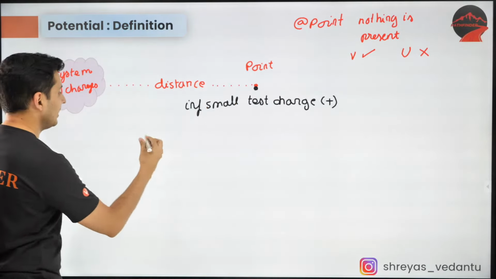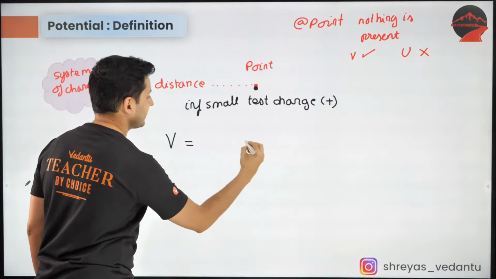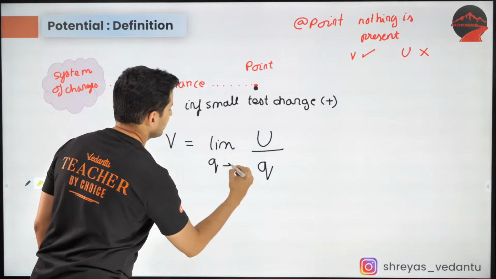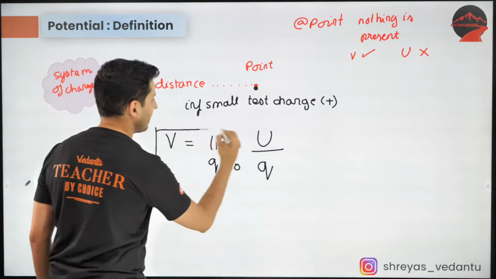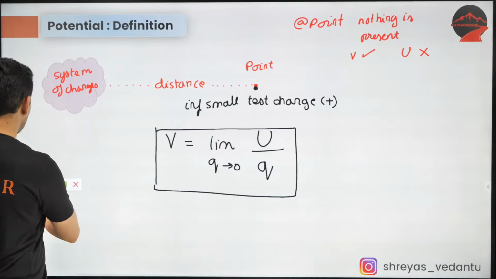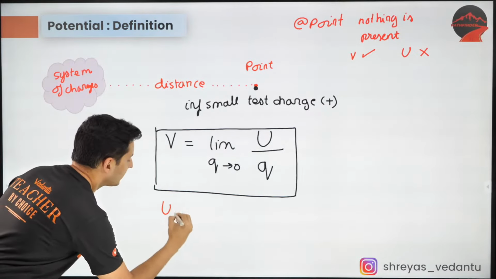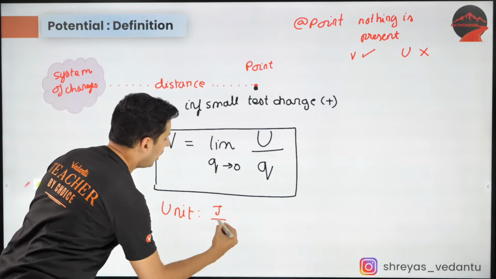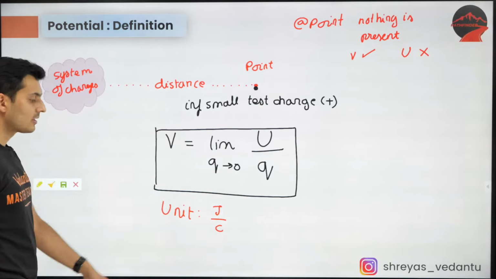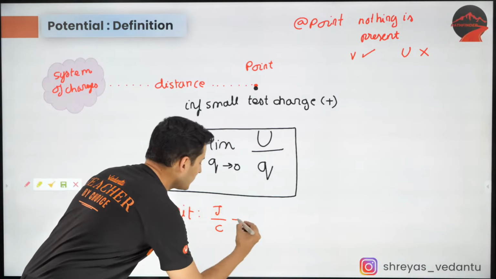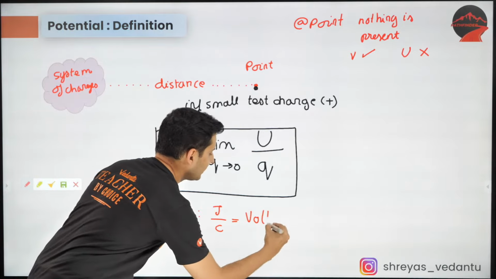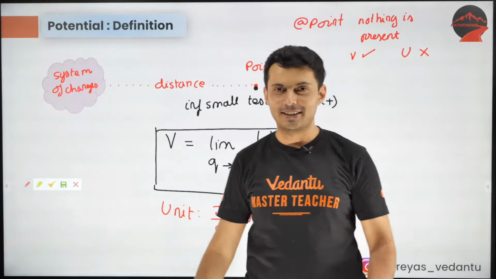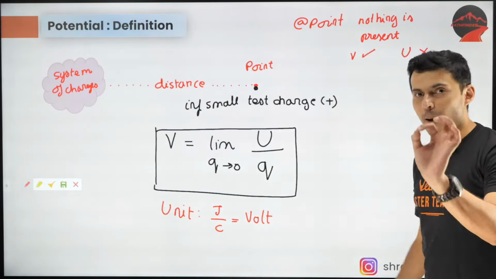So guys, understand, potential is defined as energy per unit charge, limit Q tends to 0. Very, very important, you should know this formula. You can guess the unit from here: up you have joules, downstairs you have coulomb. So joules per coulomb, which is also known as volt. Remember this, 1 volt is 1 joule upon 1 coulomb.